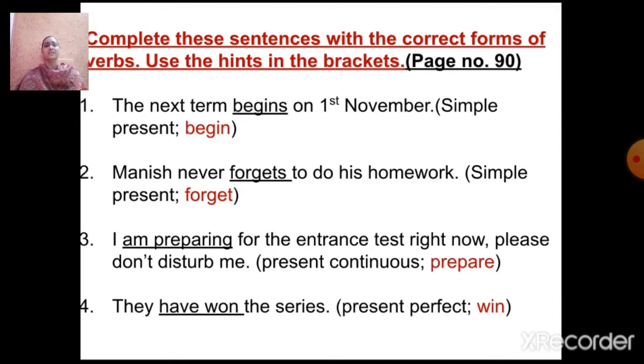Now the next one is: they dash the series. We need to complete the sentence with present perfect and the verb given is win. Now we all know the formula, right? Here the formula is has or have plus third form of verb. Since the subject is plural, it is they, so with they we will use have. And the verb is win, so win will become won. So the answer is: they have won the series.